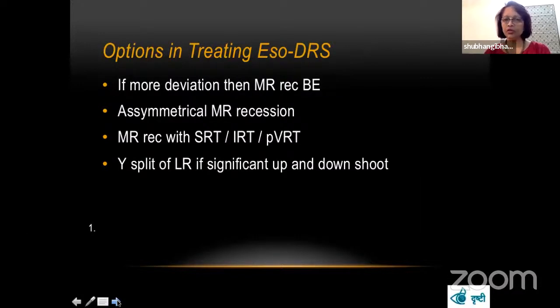If the deviation is more, then we can do MR recession in both the eyes. Asymmetric MR recessions can be done if we feel so. MR recession can be done with SRT, IRT, or partial VRT to improve the abduction if the co-contraction is not severe. Y split of the LR can also be done if there is a significant up and down shoot in adduction.